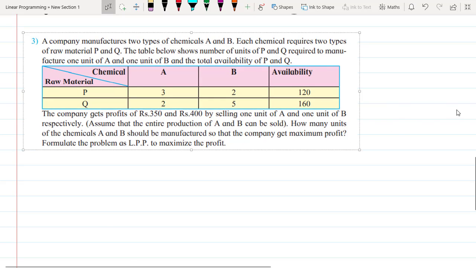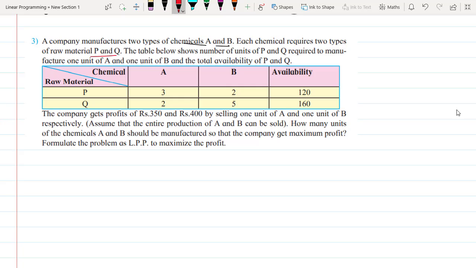A company manufactures 2 types of chemicals A and B. Okay, chemical A and B. Each chemical requires 2 types of raw materials P and Q. A table below shows the number of units of P and Q required to manufacture 1 unit of A and 1 unit of B. देखो भाई 1 unit of A and 1 unit of B का डेटा दिया है. And the total availability of P and Q is also given.